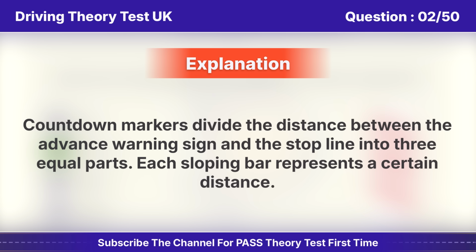Countdown markers divide the distance between the advance warning sign and the stop line into 3 equal parts. Each sloping bar represents a certain distance.